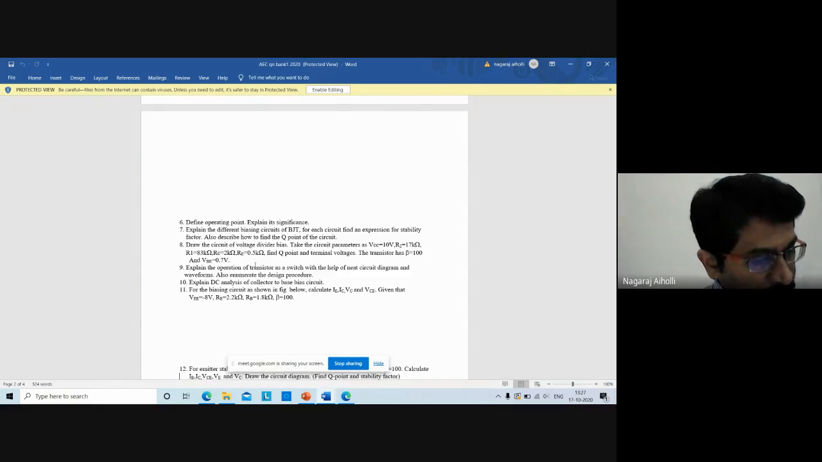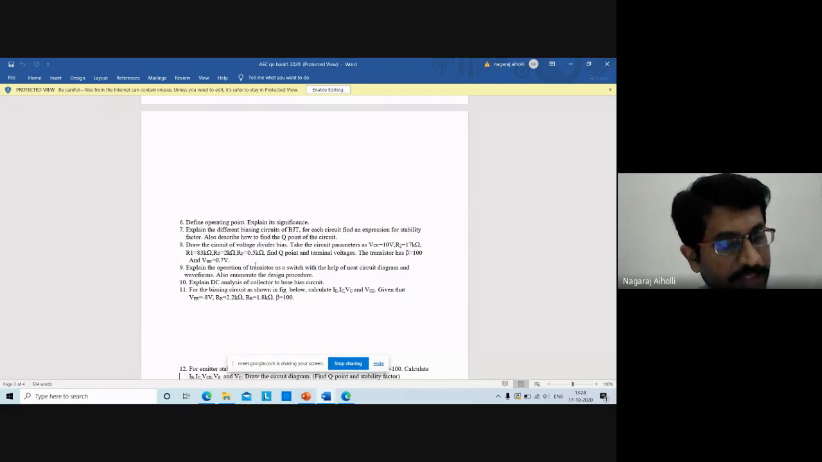What is that condition? Beta RE is greater than or equal to 10 times R2. That condition we are not checking for the exact method, but for the approximate method, we are checking that condition: beta RE is greater than or equal to 10 times R2. You can use any one of the methods, either the exact method or the approximate method.